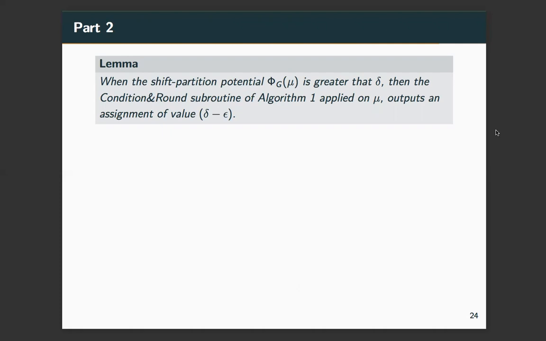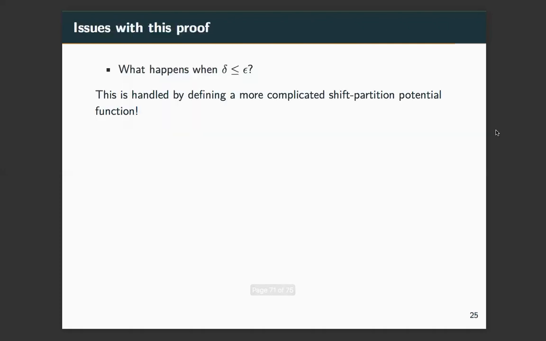So is this good enough for us? Unfortunately, no, because delta might be really smaller than epsilon. But this is handled by us using a more complicated shift partition potential function. There are a lot of technicalities that go into analyzing this, but thankfully this works out.